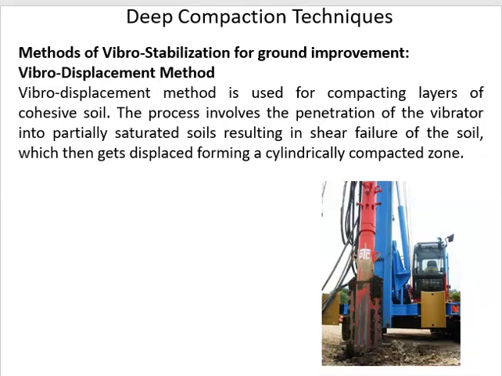The next step is vibro displacement method. This method is used for compacting coarse soils. The process involves the penetration of the vibrator into partially saturated soils, resulting in shear failure of the soil, which then gets displaced, forming a cylindrically compacted zone.